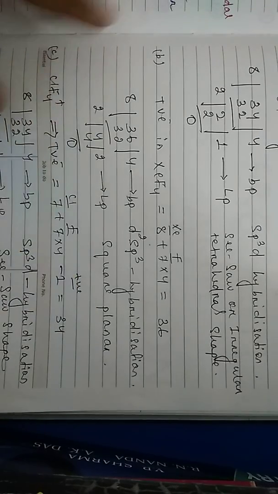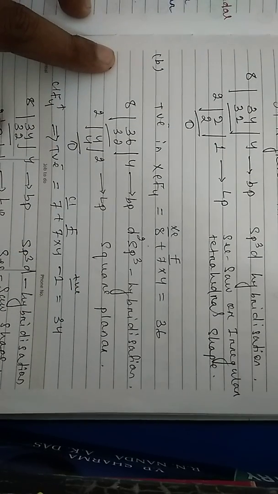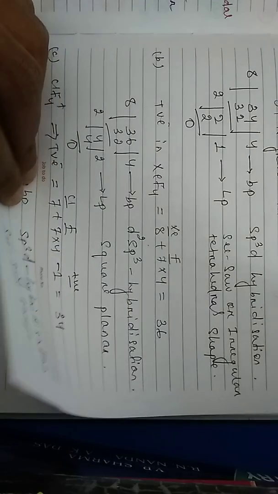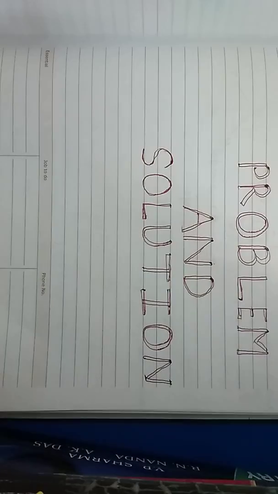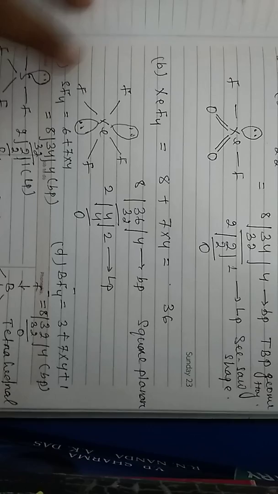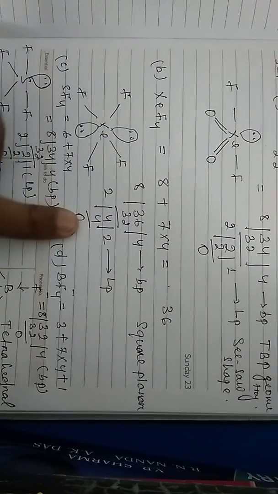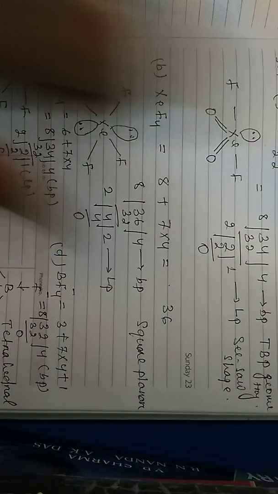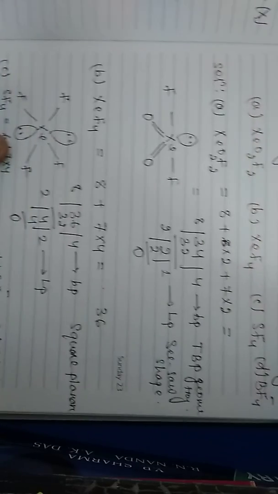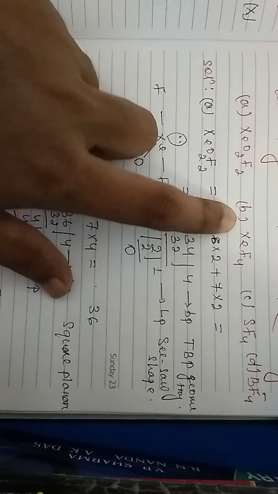So option B is the correct option. Here in XeF4, 4 is the bond pair and 2 is the lone pair. So B is the correct option. XeF4 is the answer.